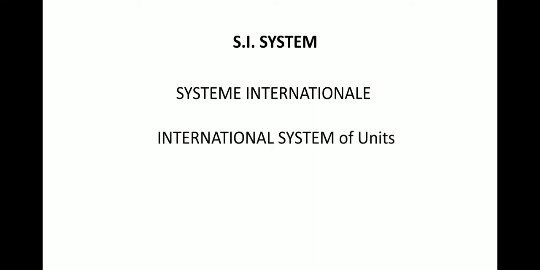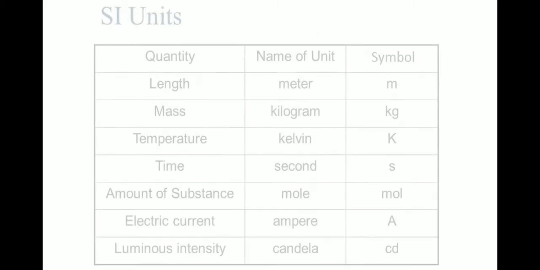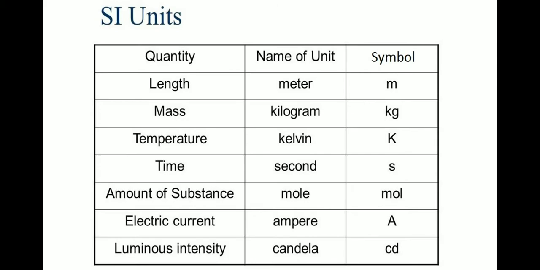SI system, also known as System International. This is the international system of units which is accepted globally. Let's look at some of the SI units. So here we can see the SI unit for length is meter, the mass is kilogram, temperature is Kelvin, time is second, amount of substance is mole, and electric current is ampere, luminous intensity is candela, and the symbols are written out here.